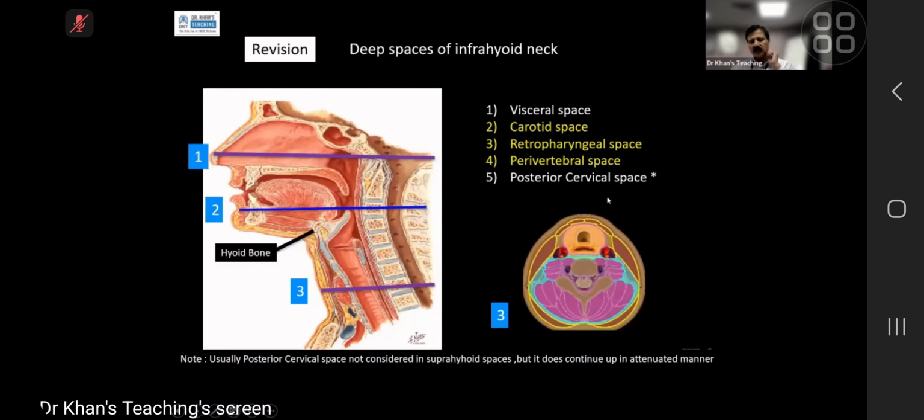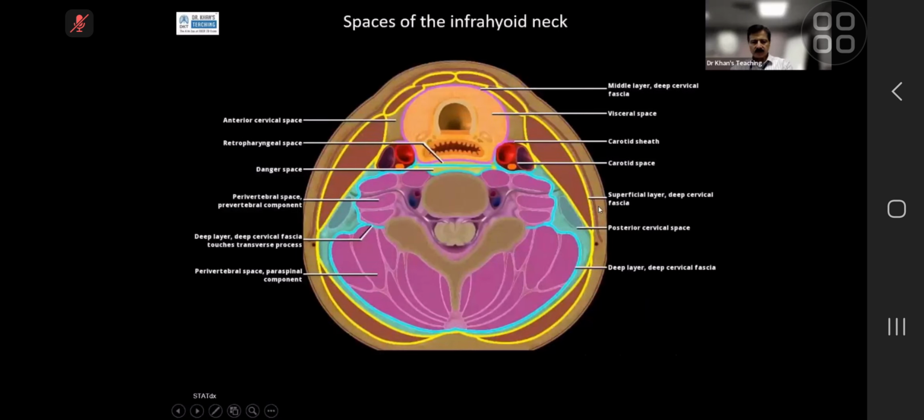Similarly, posterior cervical space is quite big in the infrahyoid neck. Technically speaking, it does continue in suprahyoid neck, but it is too attenuated. So we are going to leave this posterior cervical space, perivertebral space, and carotid space for the next time.